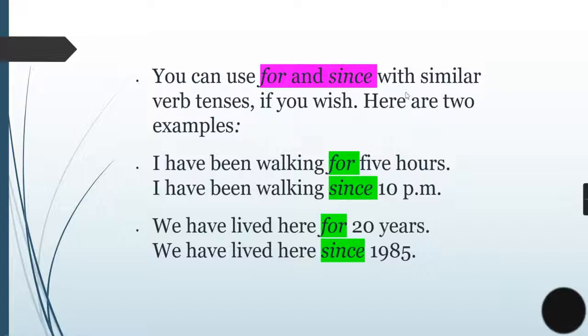Now you can use for and since with similar verb tenses if you wish. Here are two examples. I have been walking for 5 hours. I have been walking since 10 p.m. So here you used both for and since with the same verb tense. Here it is for 5 hours, and here it is 10 p.m. 10 p.m. is a point of time. For 5 hours, you don't know which 5 hours. Is it 5 o'clock or 4 o'clock or 3 o'clock, from when?